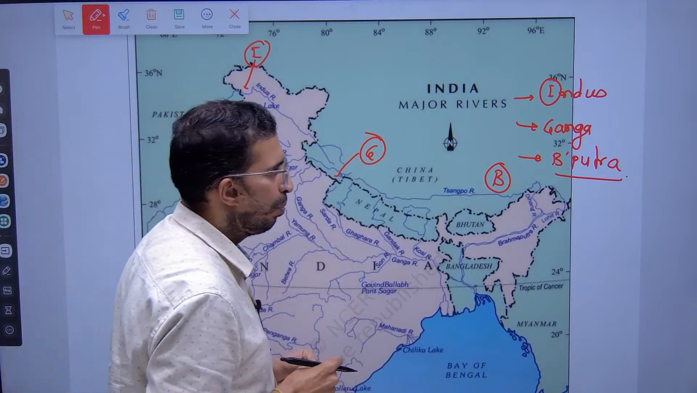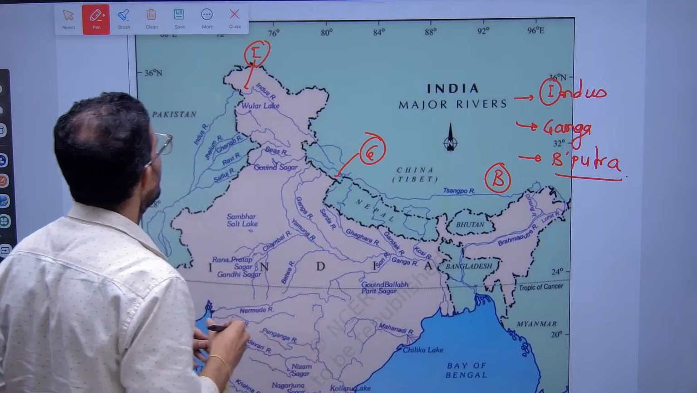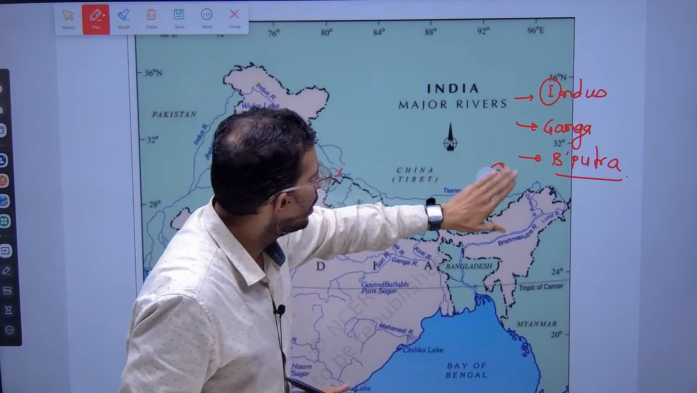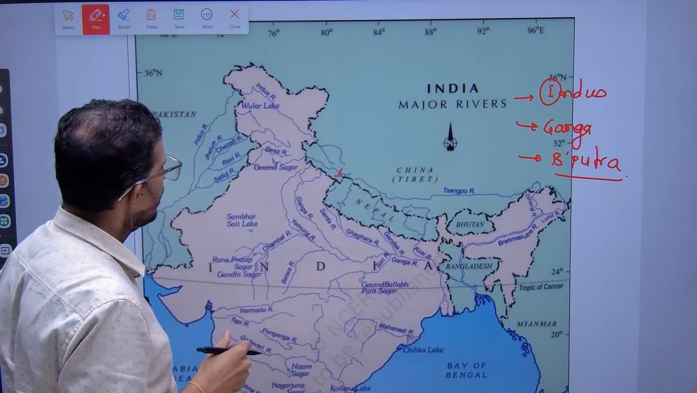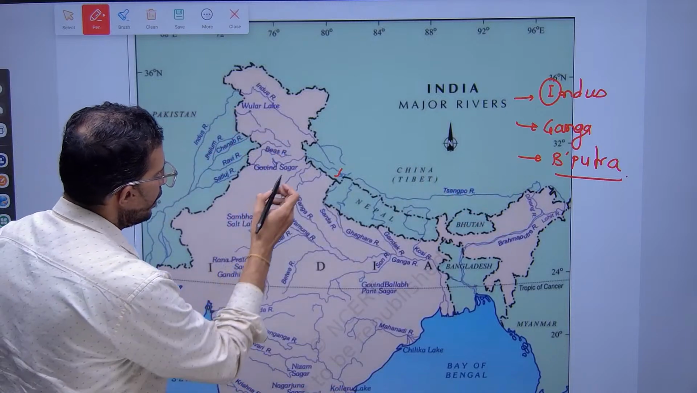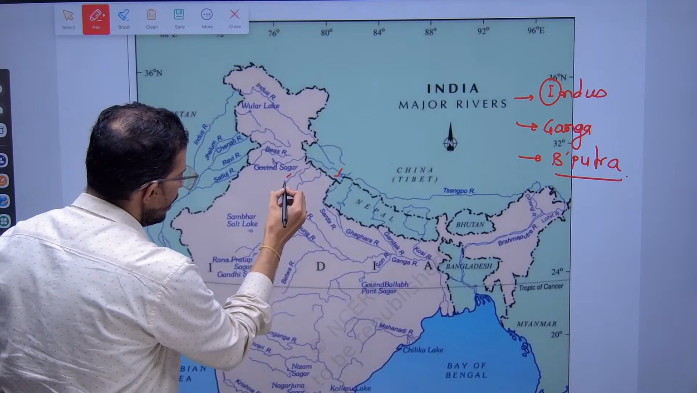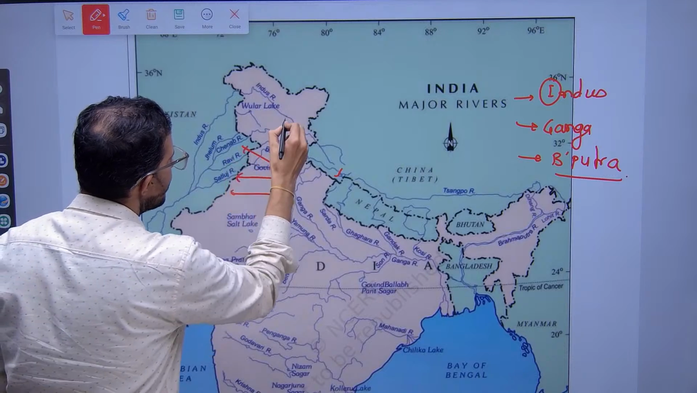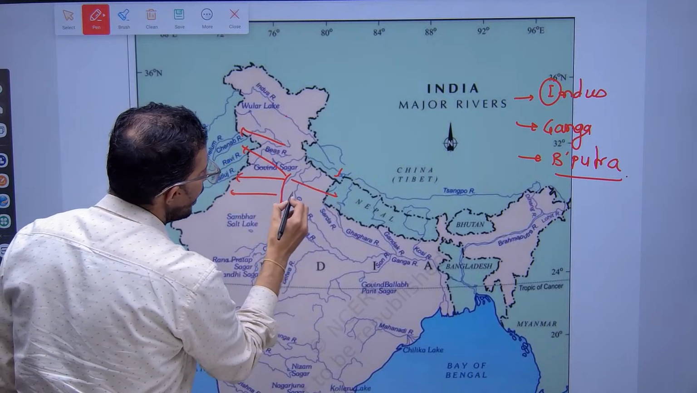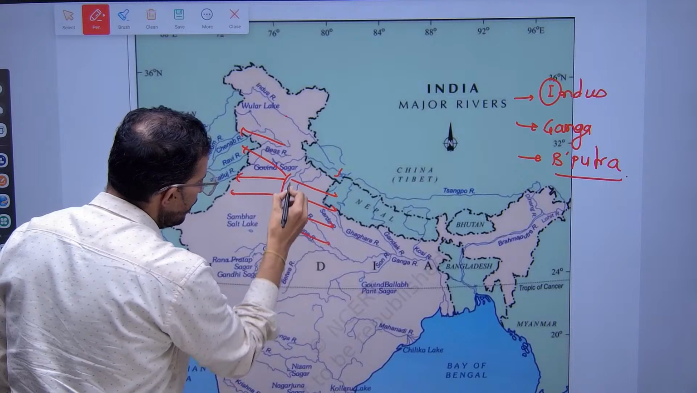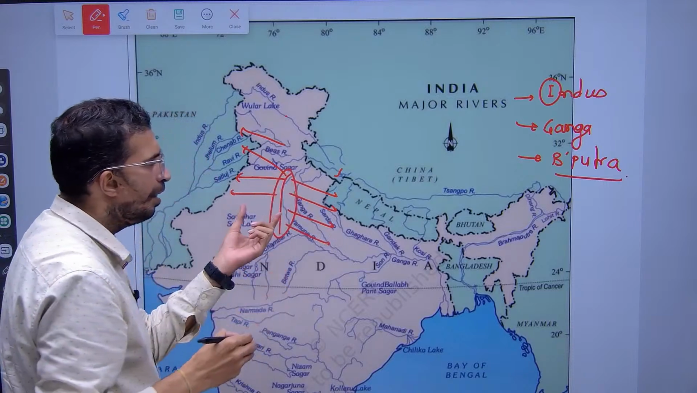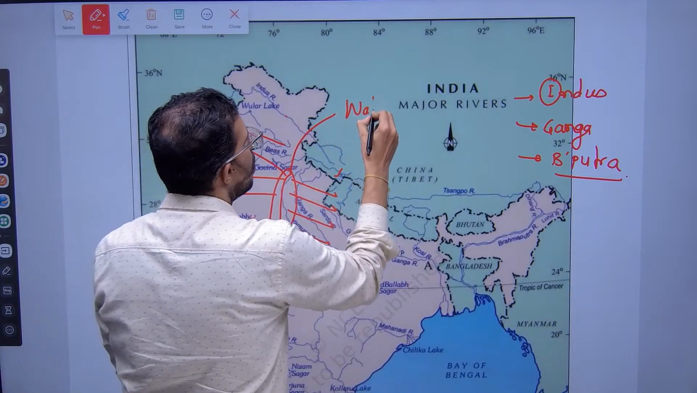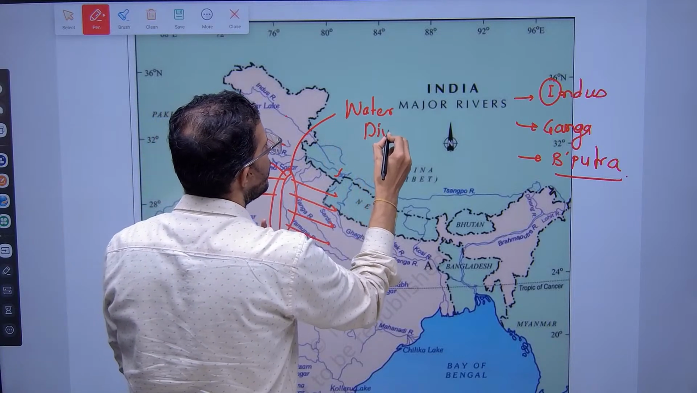Have you observed? Okay. First, see the Indus river system. If you see, this is the Himalaya, and towards this region, these are the west flowing rivers, and this is the Ganga river system. The region dividing the two river basins is known as the water divide.